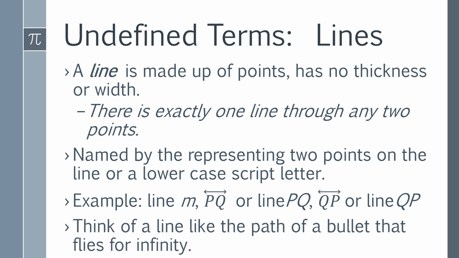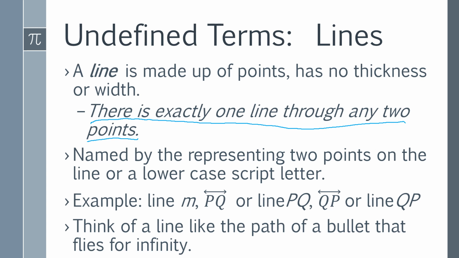Okay, so a line is just made up of a bunch of points. It has no thickness or width. And this rule is something that you're going to have to understand and be able to use: there is exactly one line through any 2 points. This is an important rule because as soon as we have 2 points designated, whether or not it's drawn on a diagram, there is a line there.